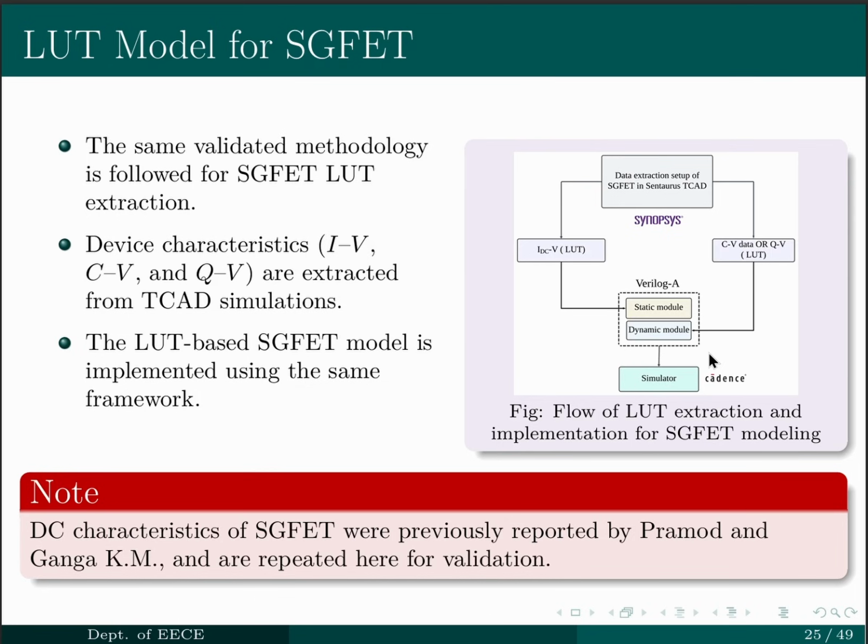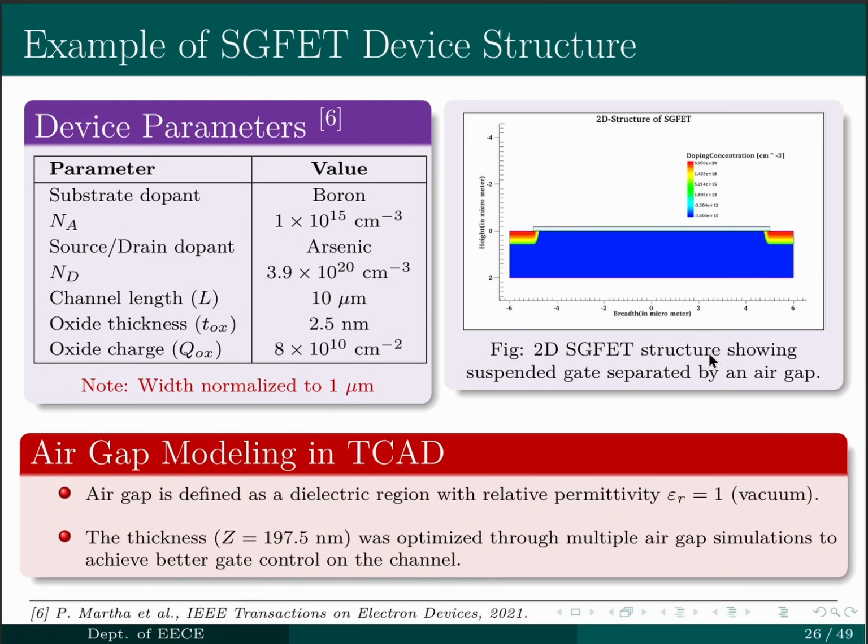Now, this DC characteristic has also been done by our group members Pramod and Ganga KM, and I am repeating this simulation for validation purposes. The device parameters are given here. The substrate is p type with lower doping, and all other parameters are given. In this case the device is a 2D structure, which is why the width is normalized to 1 micrometer.